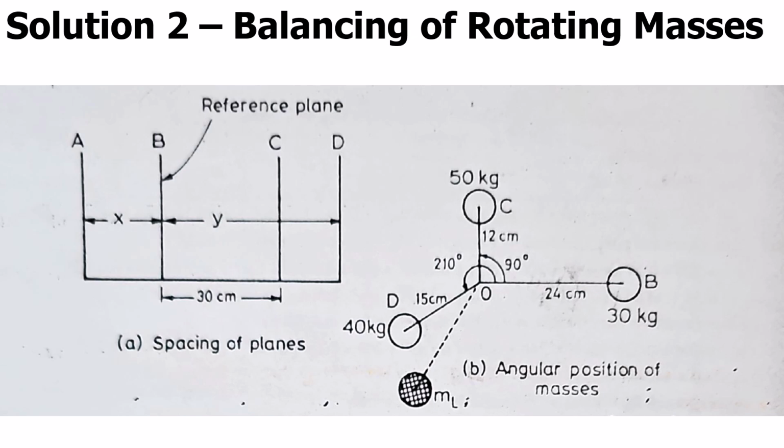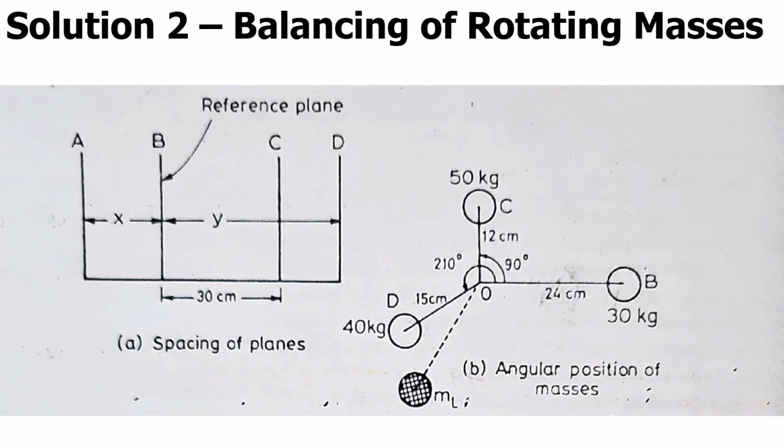Now, mass C has a weight of 50 and operates at a radius of 12 centimeters. Mass B is 30 kilograms at 24 centimeters, and mass D is 40 kilograms at 15 centimeters. The angular positions of C and D relative to B are given as 90 and 210 respectively. These angles are critical for solving the force components. Now, the distance between planes B and C is 30. This spacing affects the moment calculations for dynamic balancing.